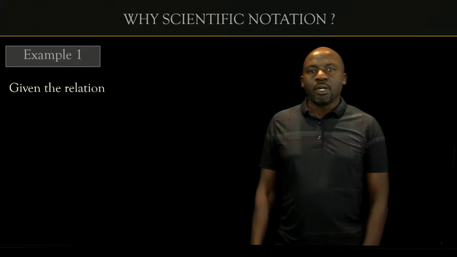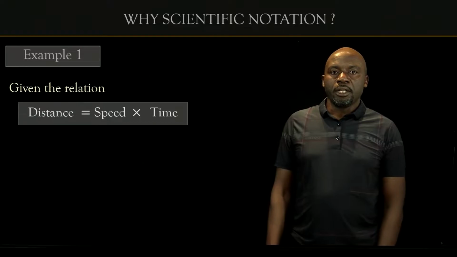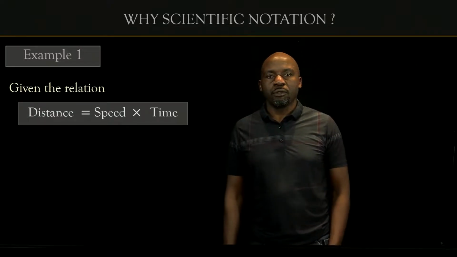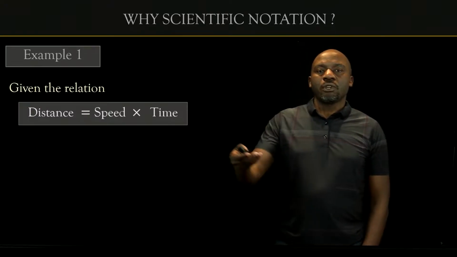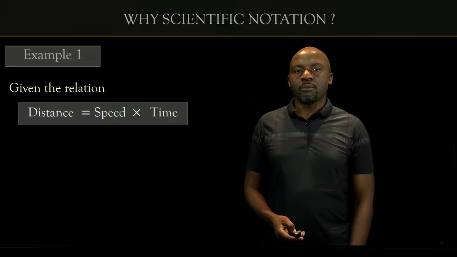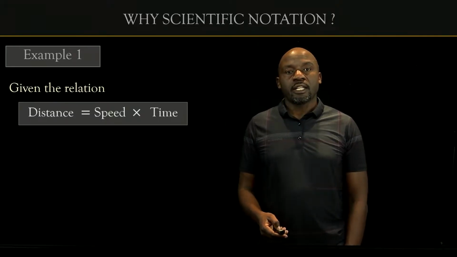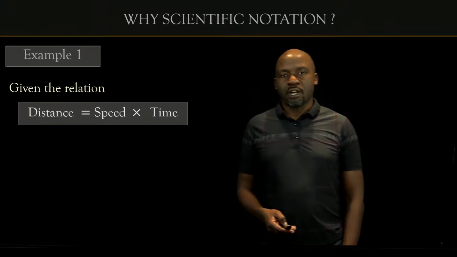We are told that, given the relation distance is speed times time, don't worry about the formula if you do not study physics. It doesn't really matter. We're just going into calculation. So if we are told that the distance traveled by a body is the speed of that body multiplied by the time for which it travels, then we can calculate the distance that it travels.